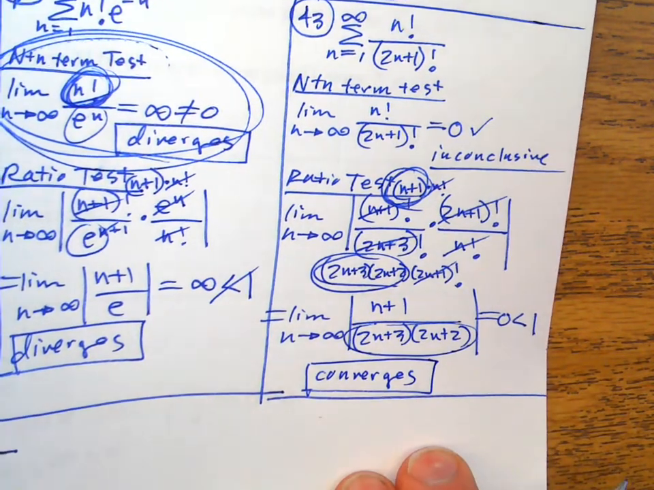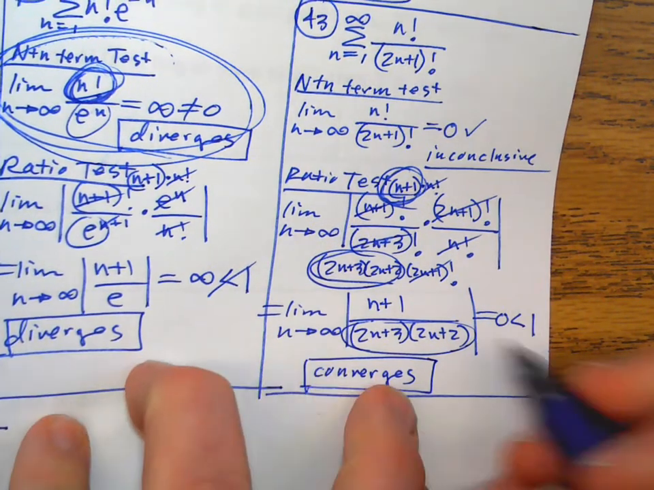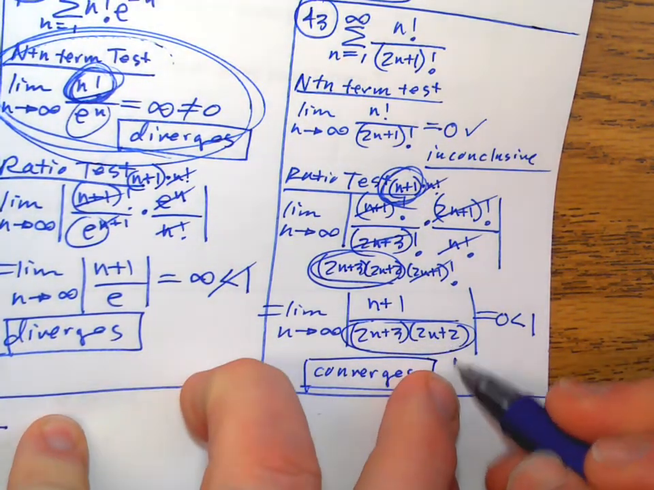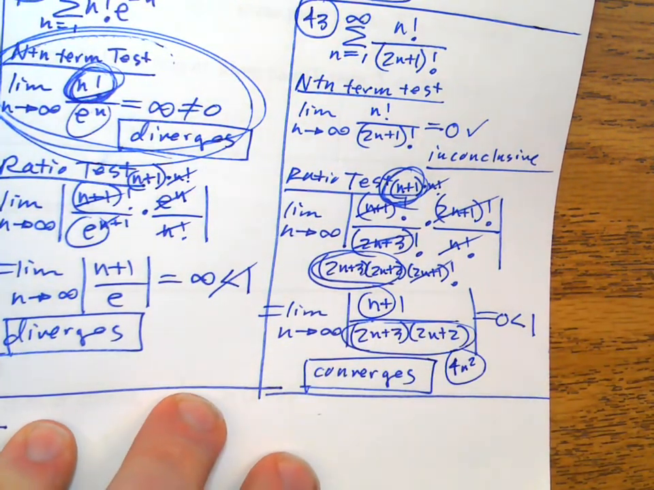The nth term test was inconclusive. So, this term right here, the dominant term on the bottom is going to be the 4n squared compared to the n to the first power there on the top. So the bottom's dominating. Okay, that's it.